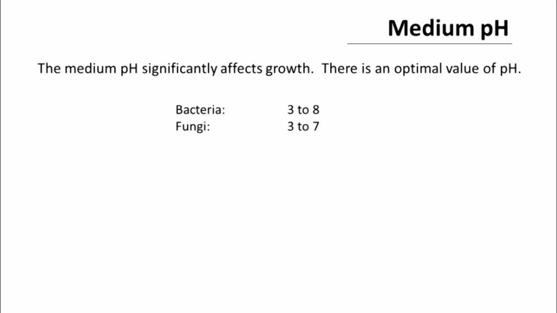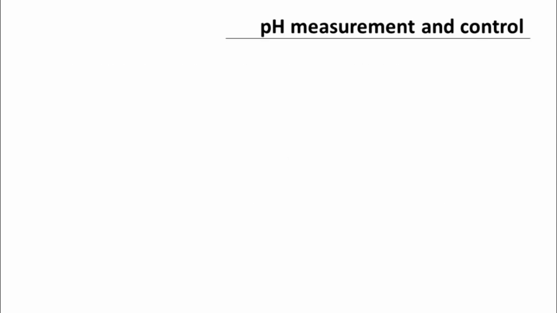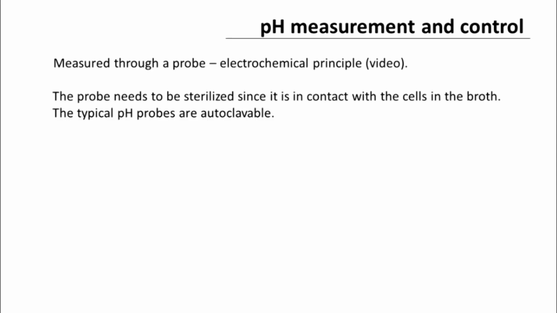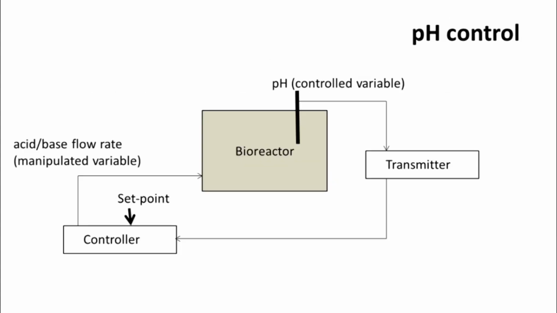Then we went on to medium pH. Some organisms can grow well over a wide range of pH, whereas some other cells, such as mammalian cells, have a very narrow pH range for growth. So pH needs to be measured and controlled well in the bioreactor to get the best out of the bioreactor. And we also said that pH buffers supplemented with media components cannot be used for pH control. The cells just don't grow in them, probably because of the high ionic strength of such media.